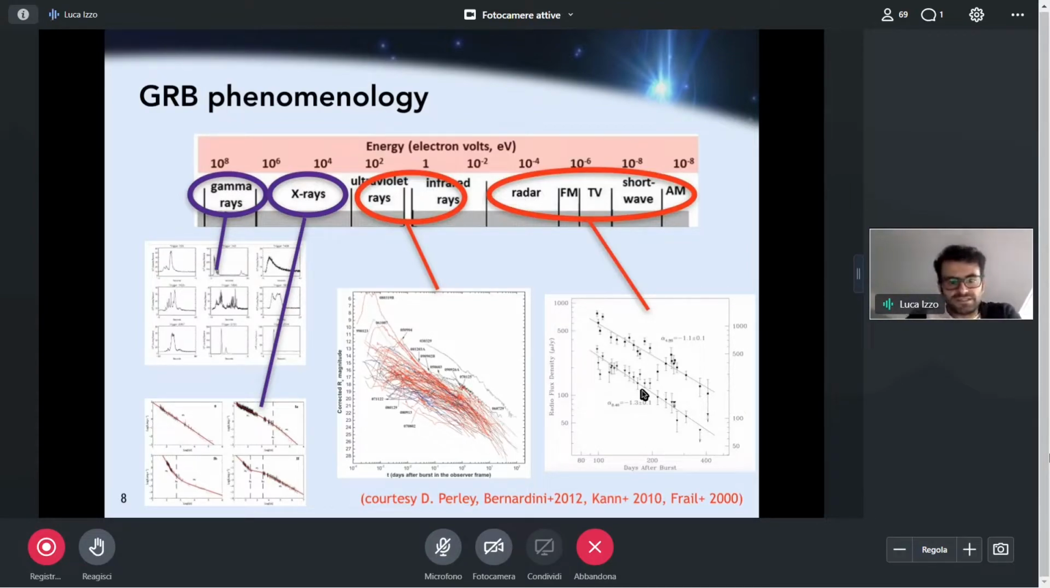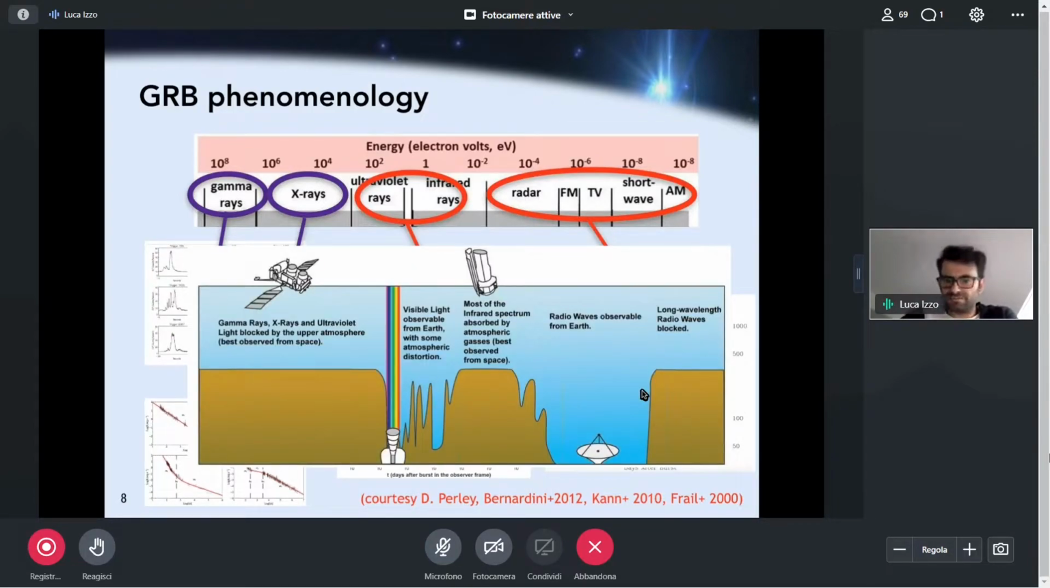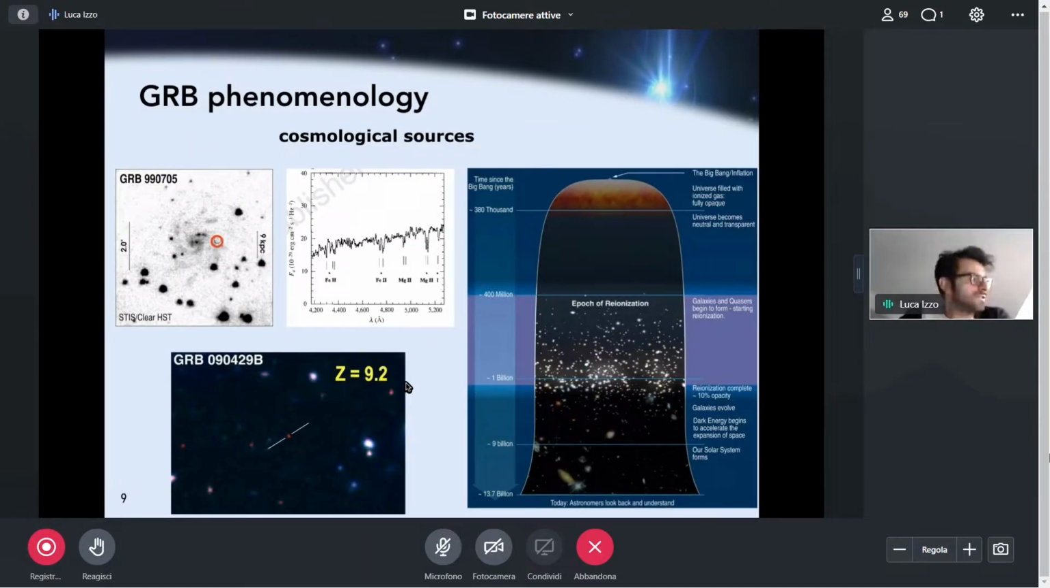What is really interesting is that optical and radio frequencies are 2 electromagnetic windows that can be explored from ground telescopes, while for gamma rays and X-rays we need satellites. So now I will focus mainly on the optical range, given that radio, gamma rays and X-rays deserve a dedicated discussion.